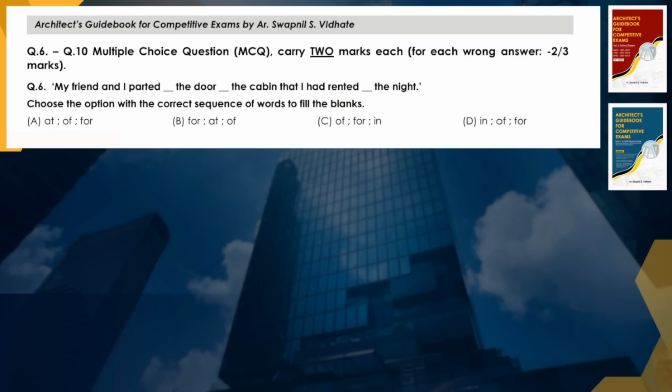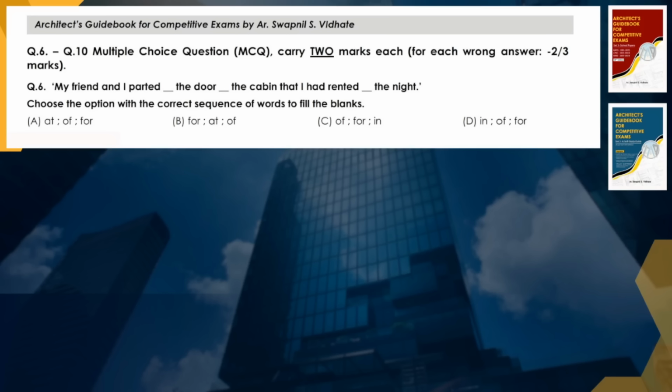If the question is carrying 1 mark, and you have answered it wrong, then there will be negative marking of 1/3. If the question is carrying 2 marks, then in case of a wrong answer, there will be negative marking of 2/3. Question 6 is related to English grammar. My friend and I parted dash the door dash the cabin that I had rented dash the night. Choose the option with the correct sequence of words to fill in the blanks.